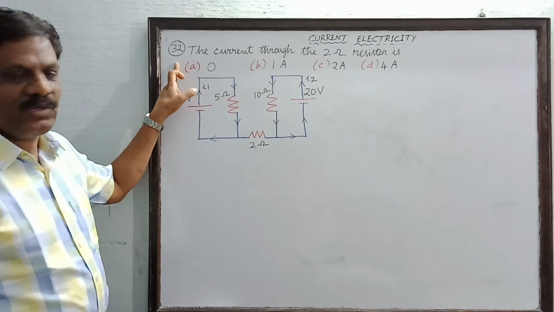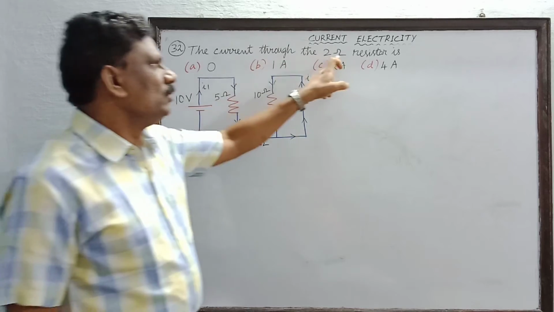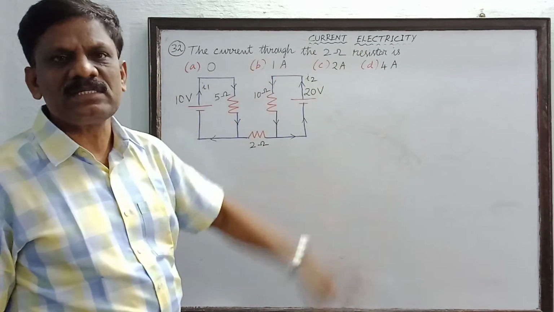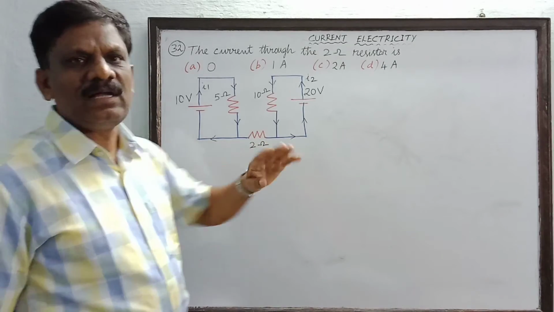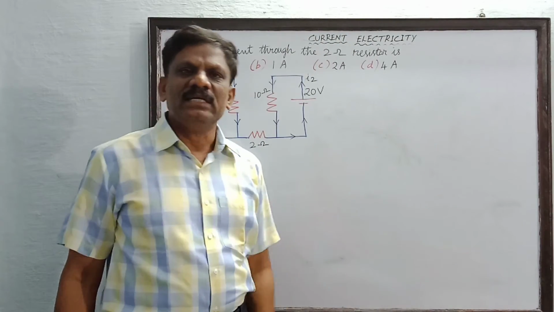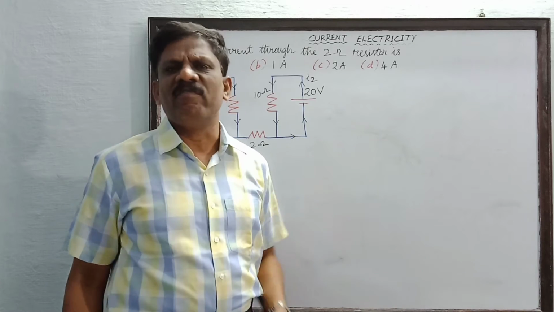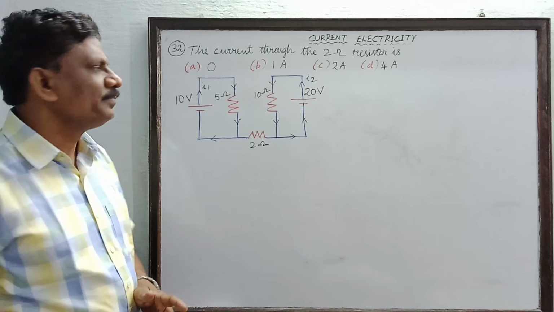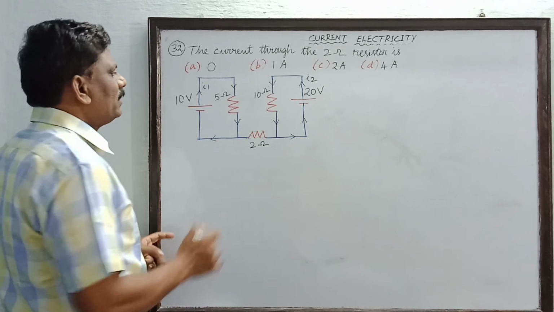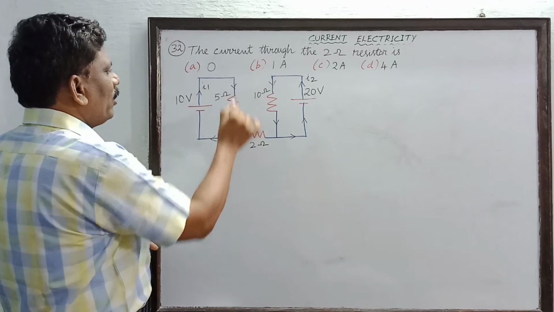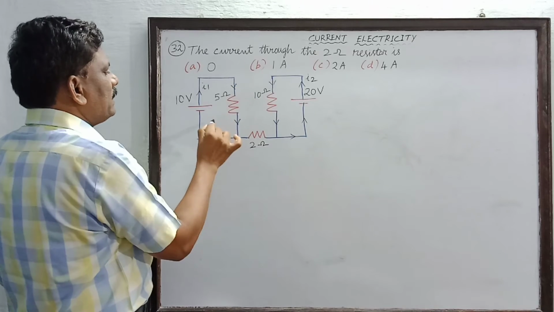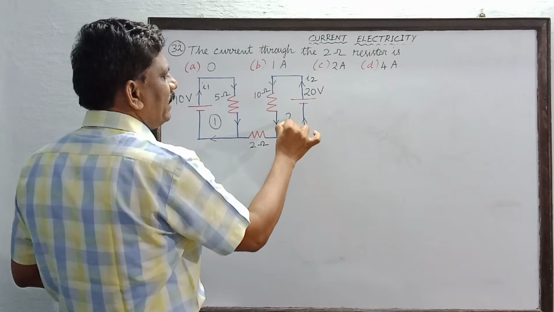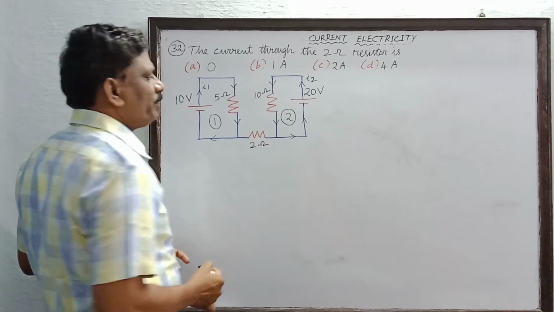Hi students. Question number 32. The current through the 2 ohm resistor in the following circuit is one of the four options. And this question was asked one or two times in the IIT entrance several years before. It appears to be very simple sum only. Now you can see here, there is one rectangular loop. So this is taken as loop 1. And another rectangular loop, I will consider it as loop 2.